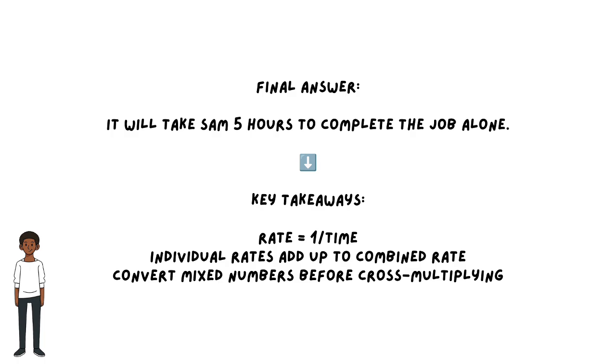Remember the core principles from today's lesson. First, convert time to rates using 1 over time. Second, sum the individual rates to equal the combined rate. Third, convert all mixed numbers into improper fractions before solving the rational equation.